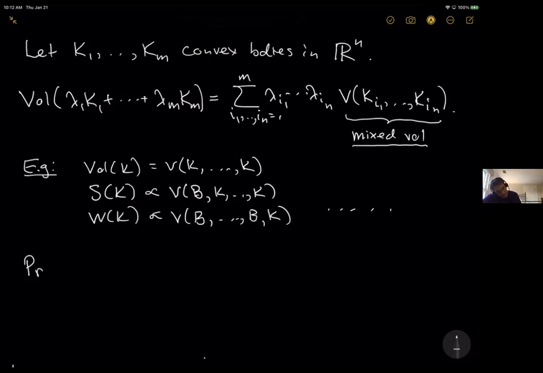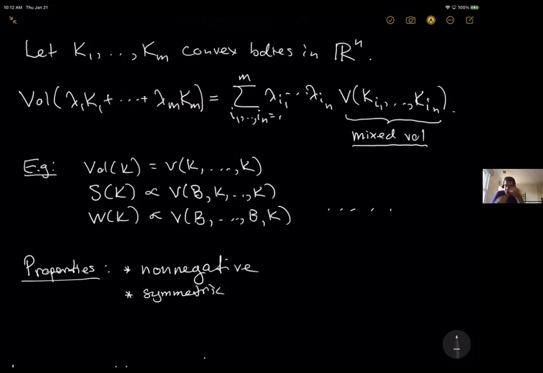And they have some important properties which are very basic. The only property I'm about to discuss that's not obvious right now is that they're non-negative. So the coefficients of the volume polynomial are non-negative. This requires proof. But they're symmetric. Symmetric means that the mixed volume in dimension n is a function of n convex bodies, but the order doesn't matter. This just follows from the definition, because in this monomial, of course, the order doesn't matter.